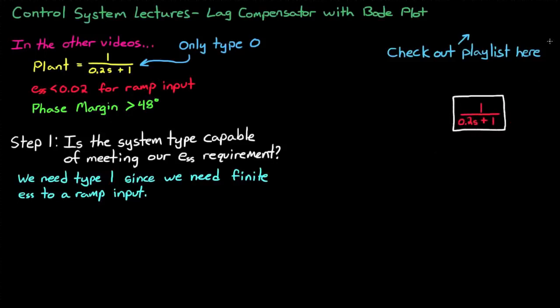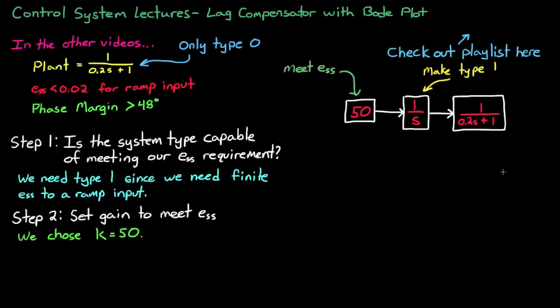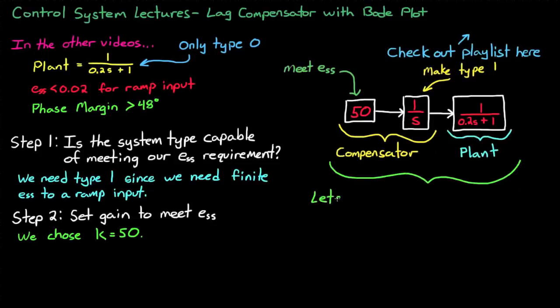Now let me draw our block diagram of our system so you have a visualization of what we're trying to do. We have our plant, and now we've just added a 1 over s to increase the system type, and that's part of our compensation. And now that our system is capable of meeting our steady-state error requirement, step 2 is to choose a gain that's going to get us there. If you recall back to the other video, we came up with K must be greater than 49. To make the math easier, we just chose K equals 50. So after our first two steps, this is what our system looks like. If we were to implement this controller, 50 over s, and close the loop, we would meet our steady-state error requirement. But at this point, we've done nothing to meet our phase margin requirement.